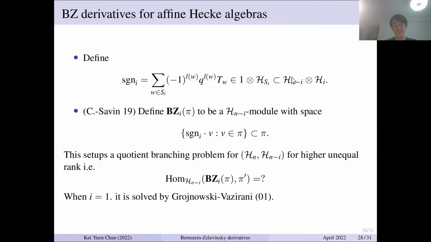And because the H_{n-i} parts commute with H_i parts, you get a submodule, an H_{n-i} module. So basically this sets up the quotient branching problem, in a higher branching problem, where i can be bigger than one, and with the Hom space as before. When i is one, this is a classical result of Gourevitch and Bernstein, and also related to those Bernstein-Zelevinsky derivative things.